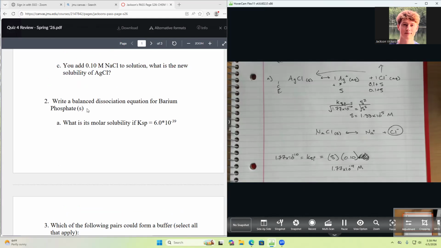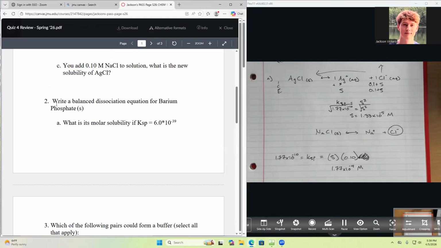So this one honestly might be a bit easier. Write the balanced dissociation equation for barium phosphate. So this is going back to Chem 131 a little bit. We need to know our polyatomic ions. Hopefully you remember what phosphate is. And then from there, once we've balanced that chemical equation, we can do another one of these solubility types of problems. So see if you can do this one on your own.